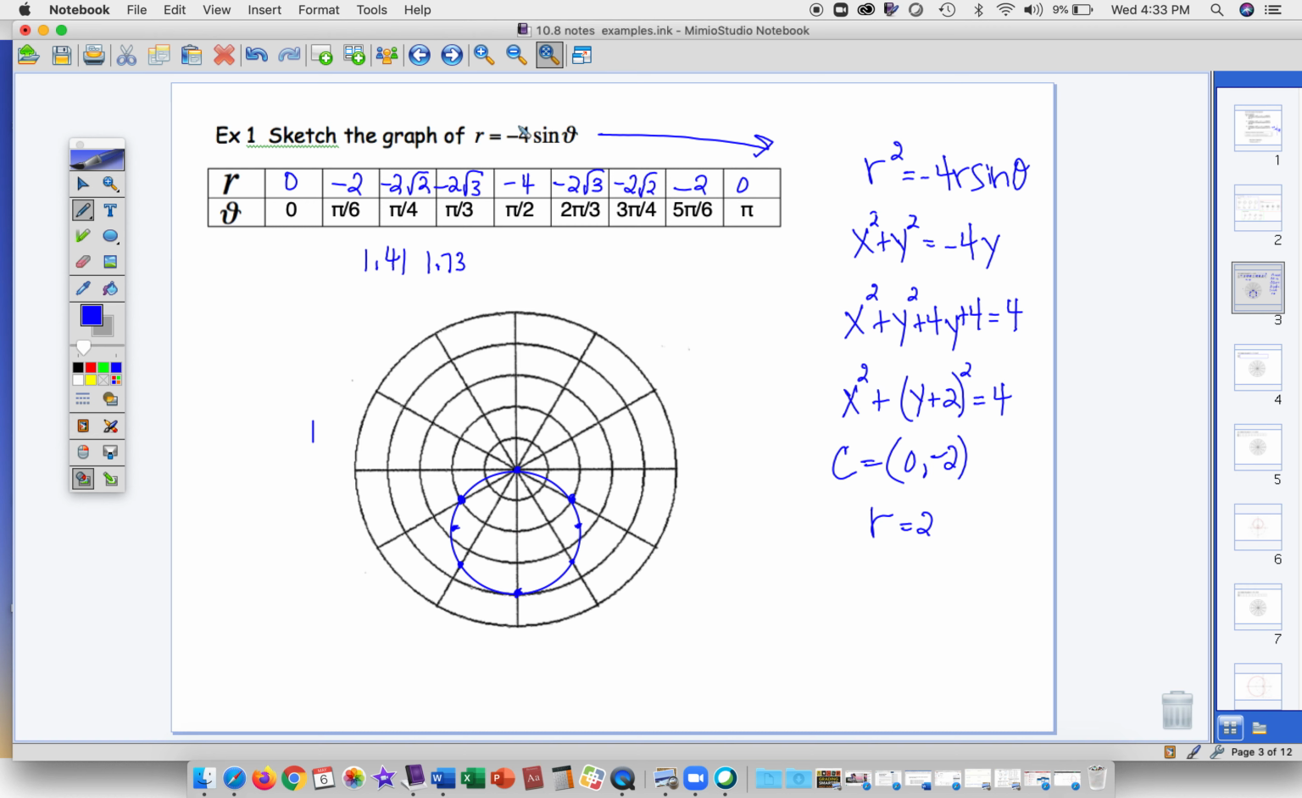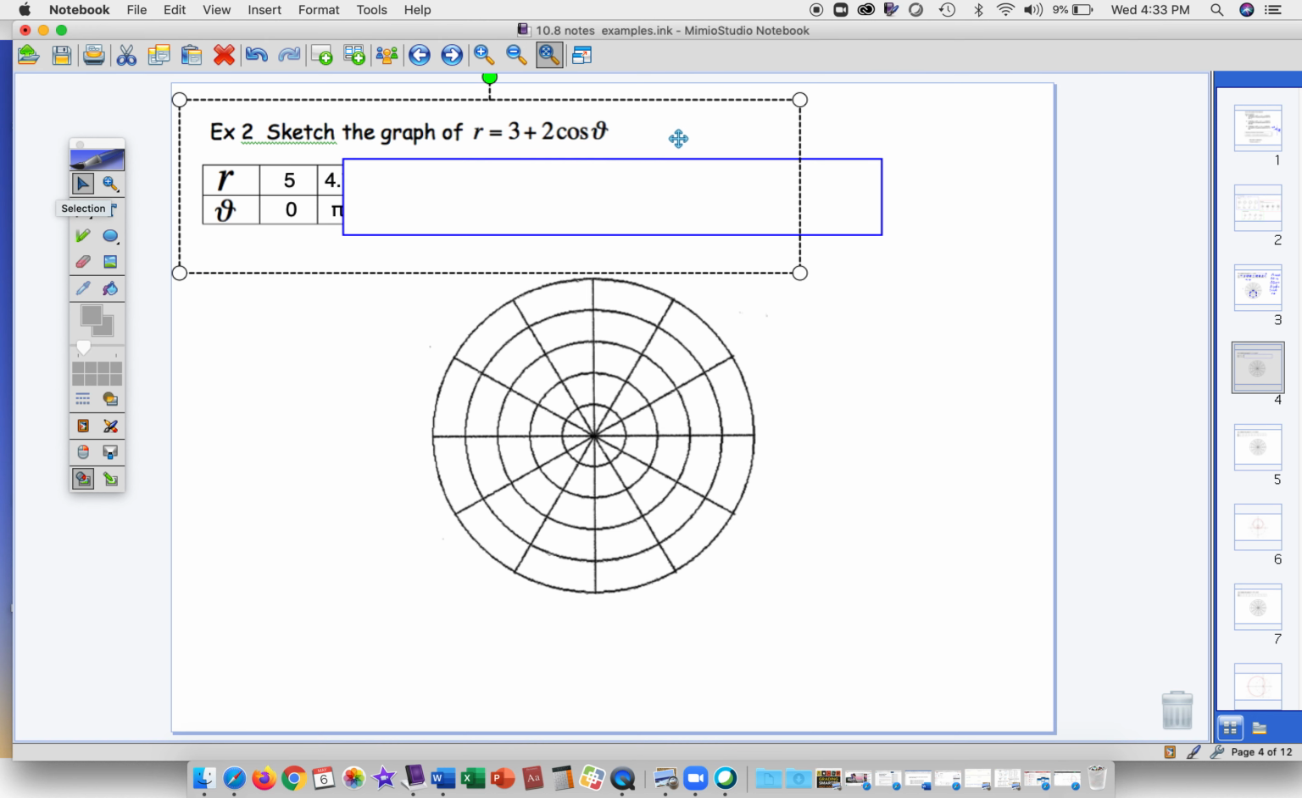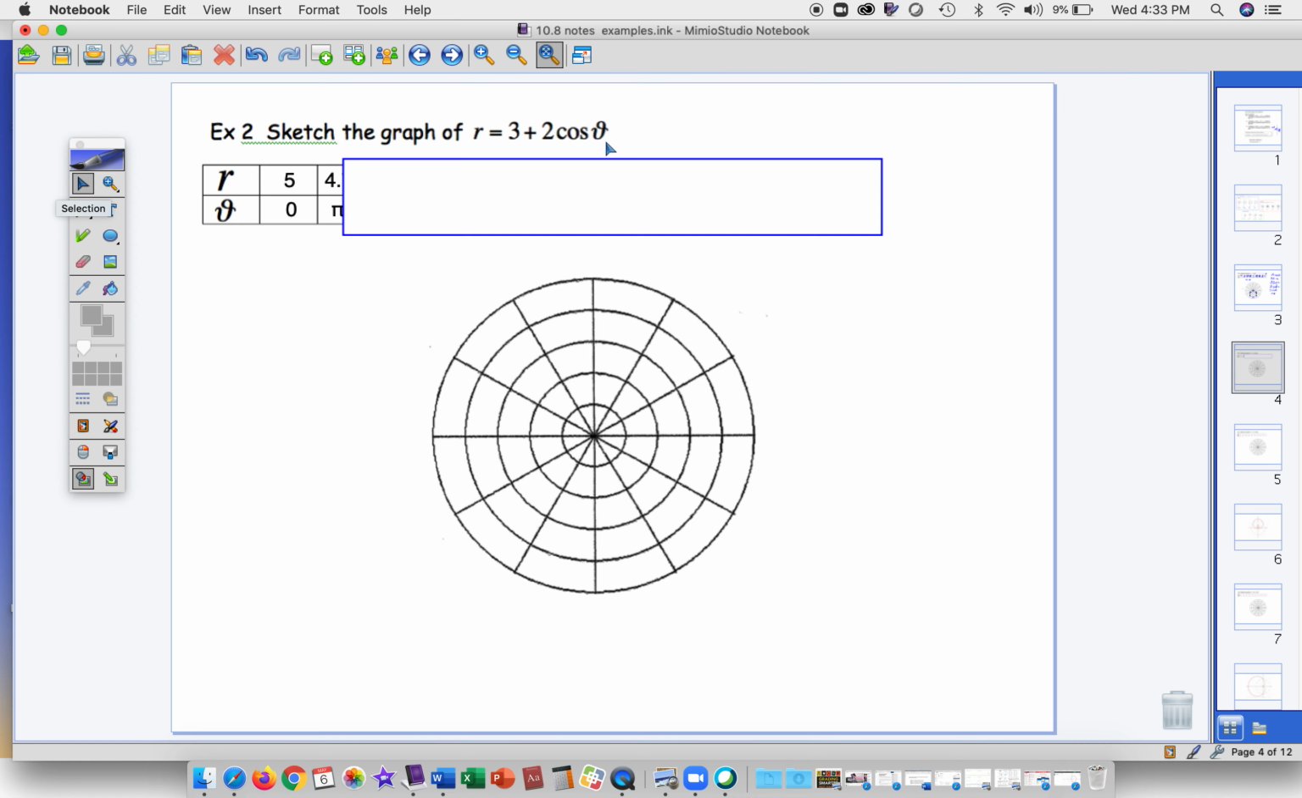Okay, so when you recognize it, you can always check and see if it makes sense, if your sketch makes sense by looking at the rectangular equation. Okay, our next example is r is equal to 3 plus 2 cosine theta. So what kind of symmetry are we expecting here? If you said polar axis symmetry, that's correct. So this one, I put some points in advance. If we start with theta equal to 0, the cosine of 0 is 1, and that's going to give us our maximum.